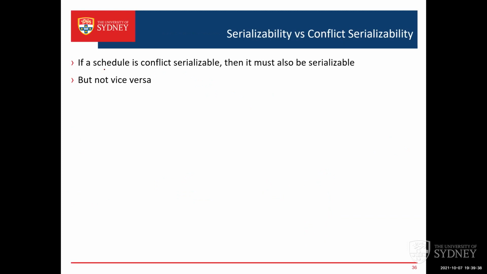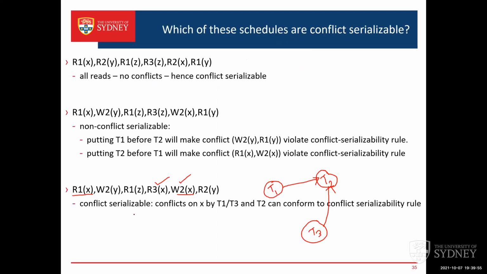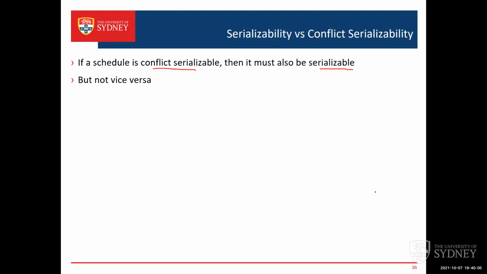Another thing to remember, if a schedule is conflict serializable, then it must be serializable. Okay, so that is what we wanted to figure out, right? Whether this schedule is serializable or not. So if something is conflict serializable, then it is serializable. Someone is still asking about W2Y and R2Y. They are coming from the same transaction, transaction 2, right? So they are not conflicted.